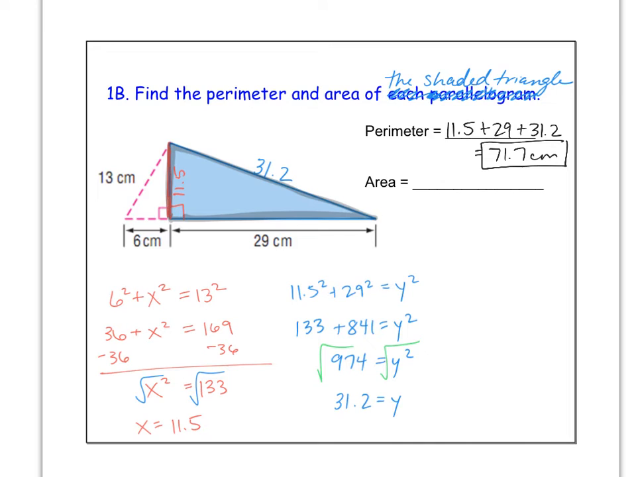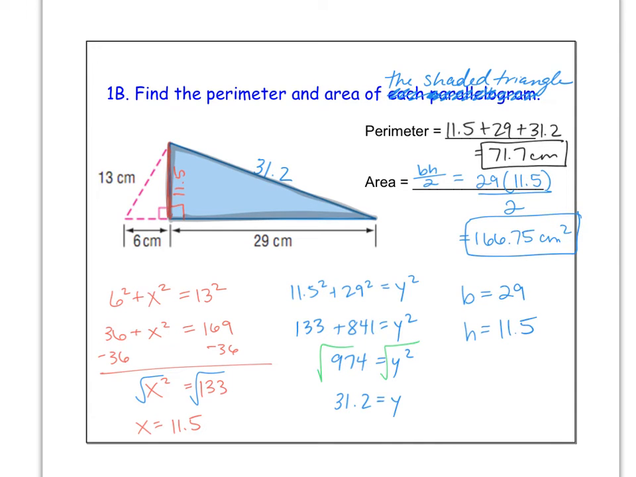Now let's do the area. Think about our blue triangle. The area formula for a triangle is base times height divided by 2. The base and the height have to be perpendicular. So the base is going to be the 29. The height, what's the height? 11.5. So for area, we're going to do 29 times 11.5 divided by 2. And that is 166.75 centimeters squared. And that's your area.